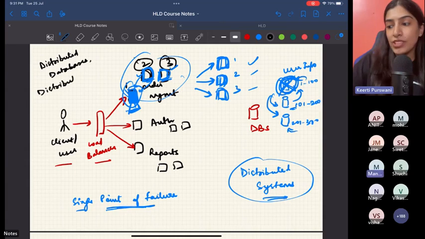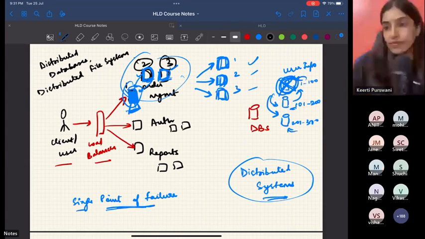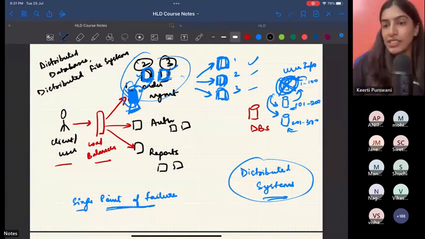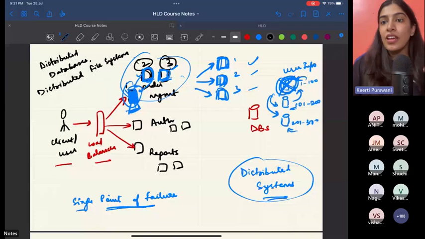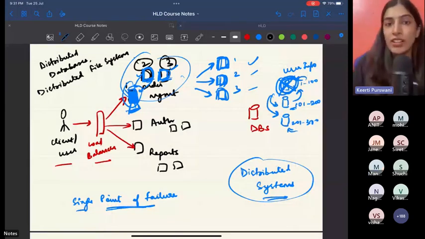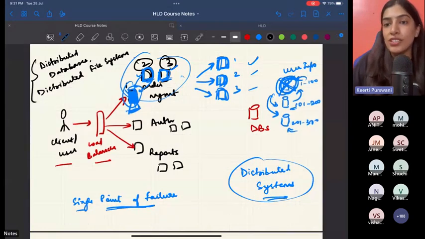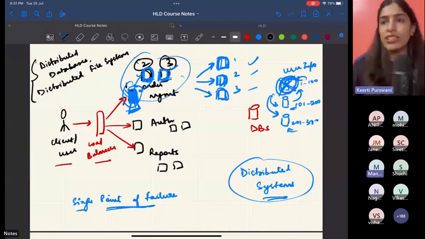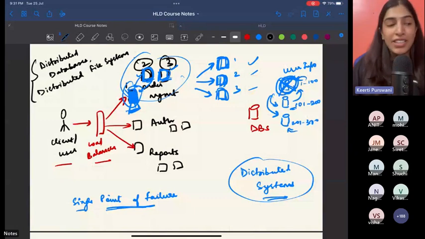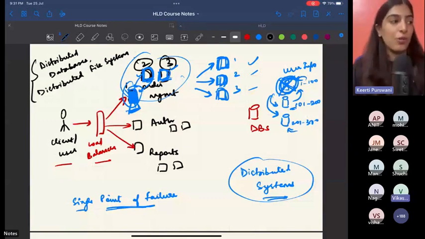Can someone give me an example of a distributed file system? Can anyone think of distributed file systems? Hadoop, yes. Hadoop, Spark, yes. Very good. HDFS, Google, yes. Very good. GFS is also there. So there are many distributed systems. Basically, it means the components are connected over a network. That is what it means in simple language. But it comes with a lot of problems.